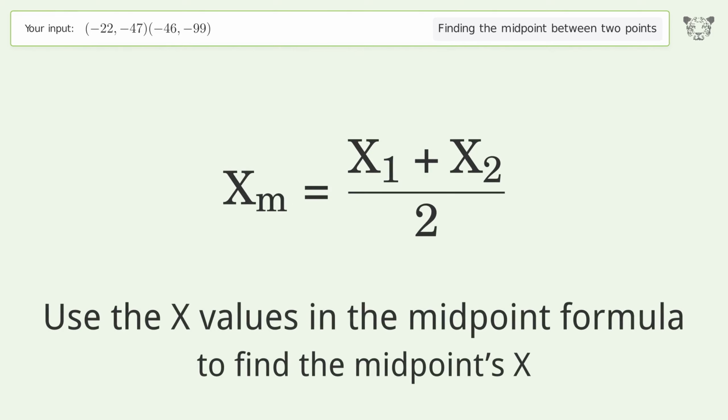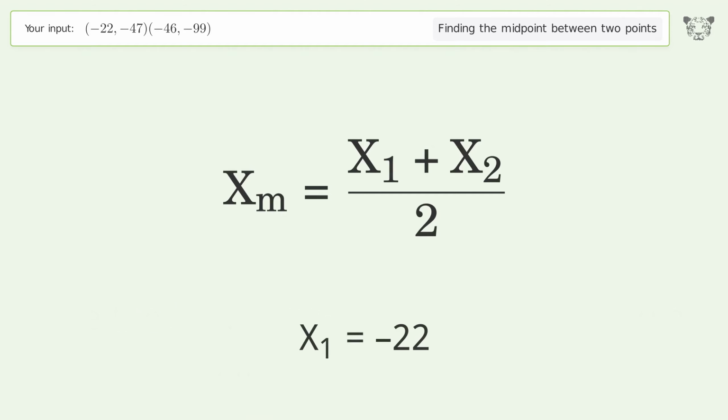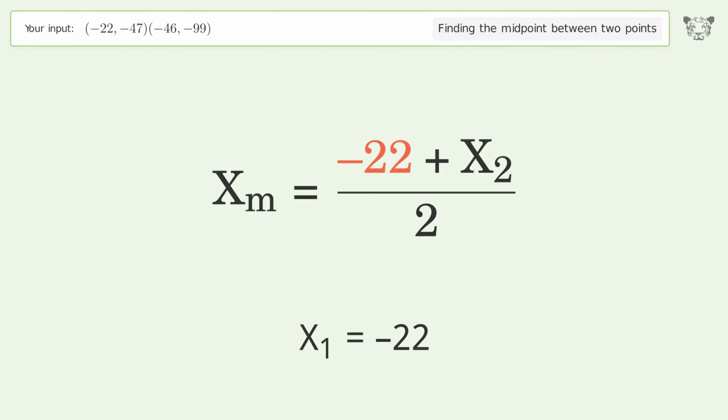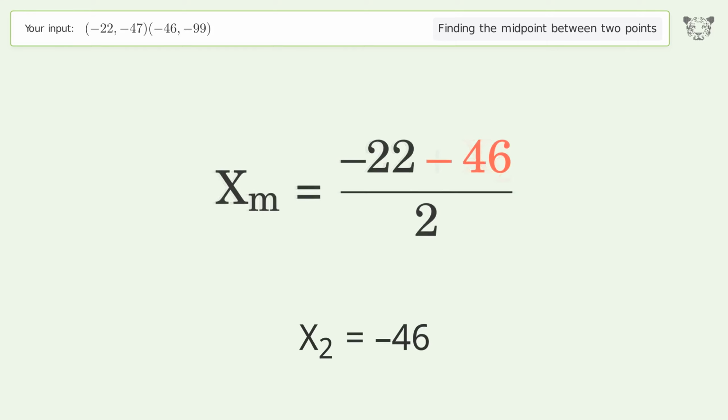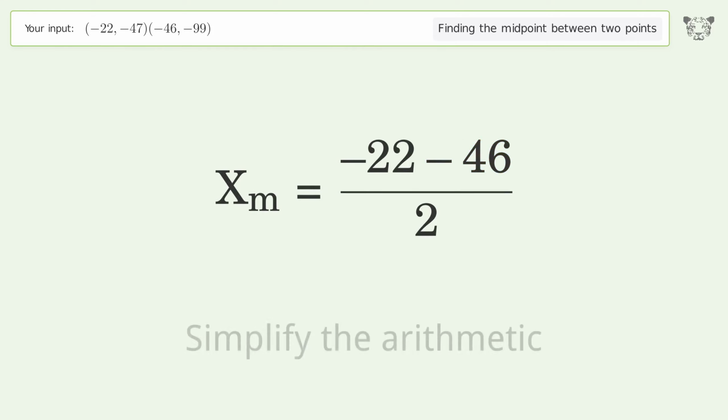Use the x values in the midpoint formula to find the midpoints x. x1 equals -22. x2 equals -46. Simplify the arithmetic.